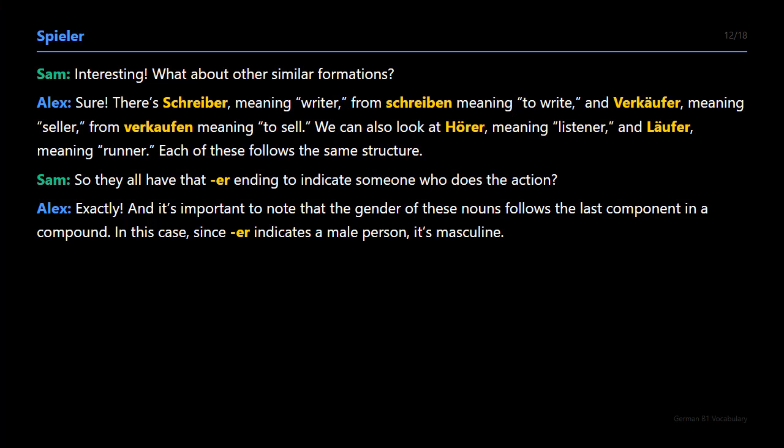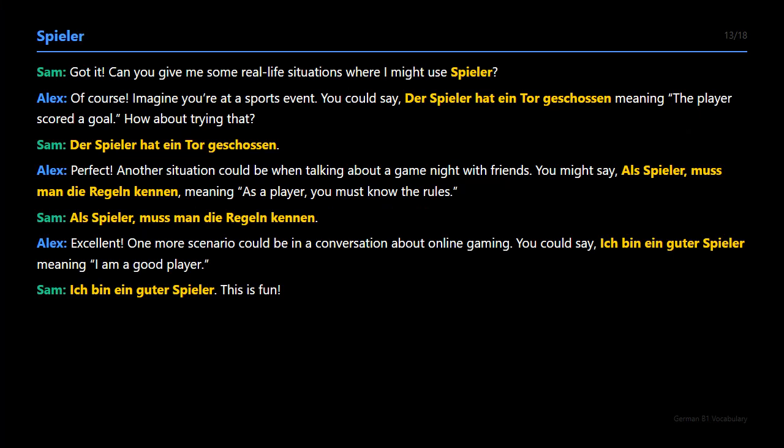Got it. Can you give me some real-life situations where I might use Spieler? Of course. Imagine you're at a sports event. You could say, Der Spieler hat ein Tor geschossen, meaning the player scored a goal. How about trying that? Der Spieler hat ein Tor geschossen.